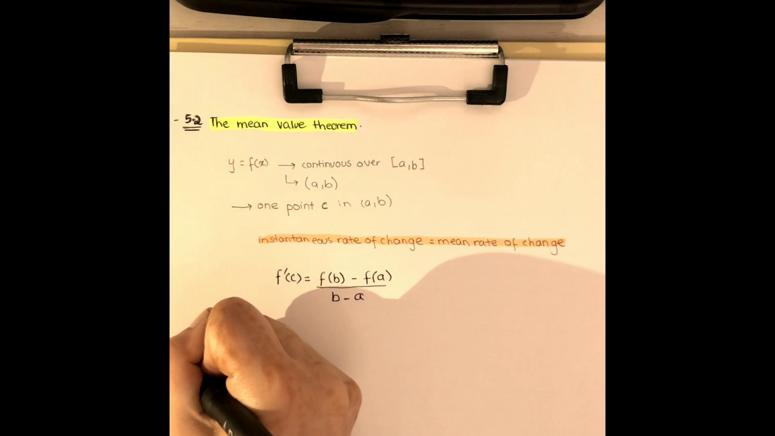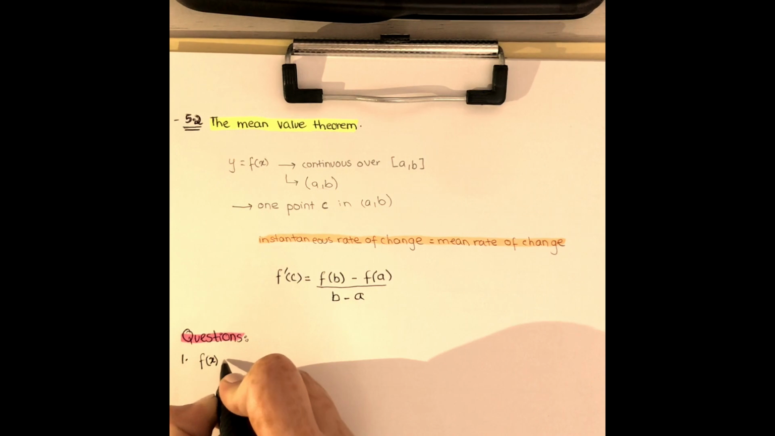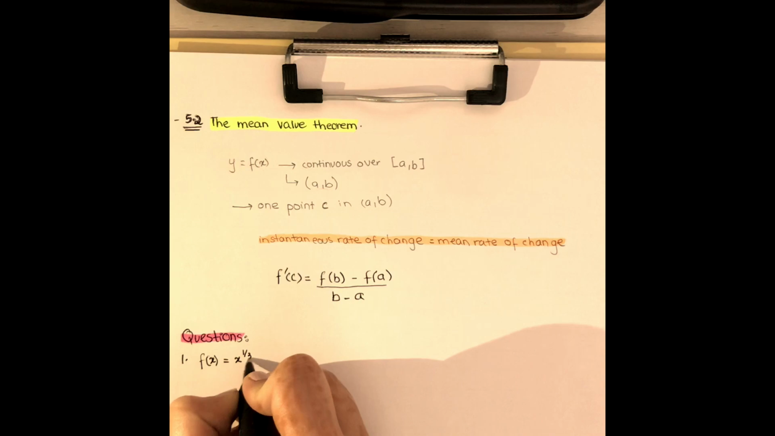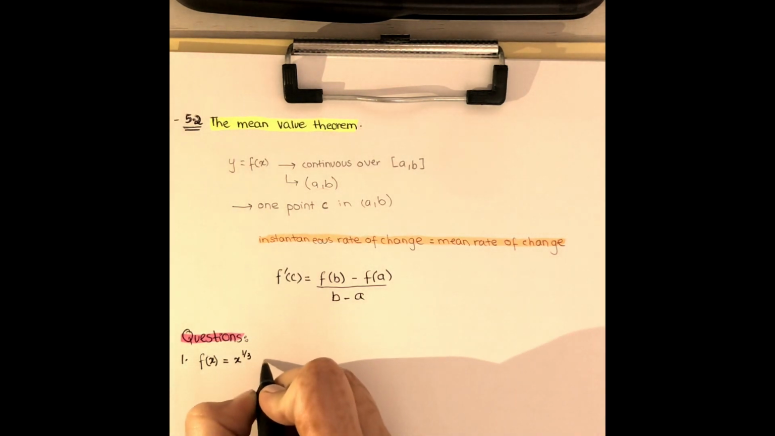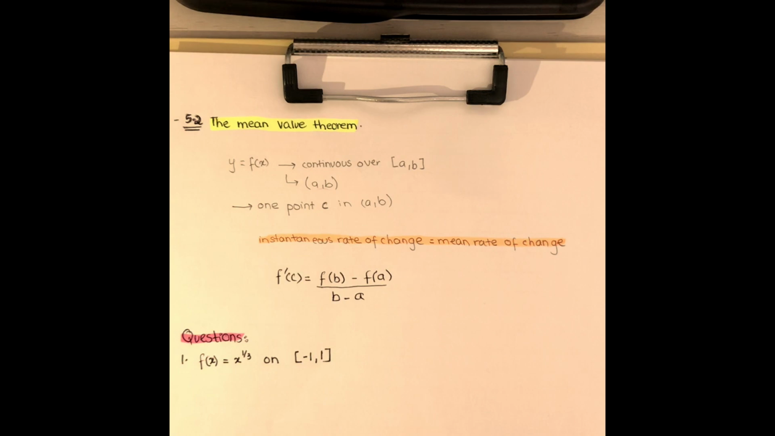So let's start with the first question, which is stated by f of x is equal to x to the power of 1/3, on the interval of -1 to 1. In the first question, we need to state whether or not the function satisfies the hypothesis of the mean value theorem on the given interval, and if it does, find the value of c in the interval of a and b that satisfies the equation.